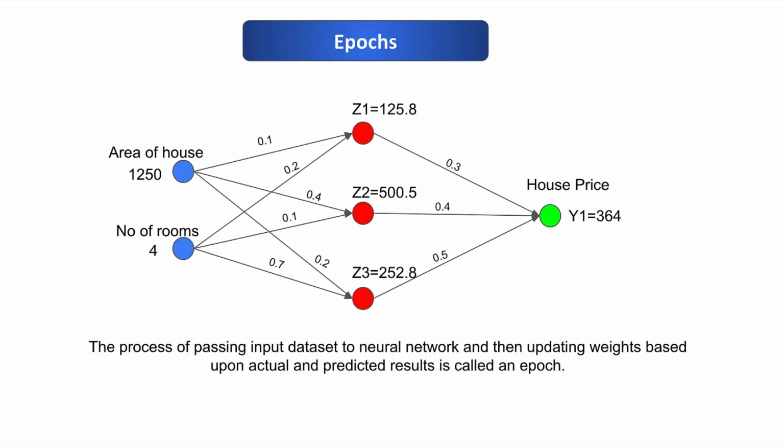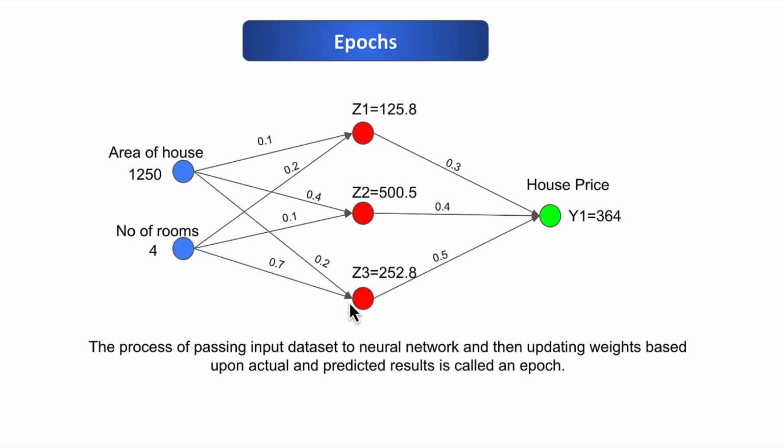So an epoch is actually the process of passing input data to neural network and then updating weights based upon actual and predicted results. Or you can also say that one cycle of feed forwarding and back propagation is called an epoch.